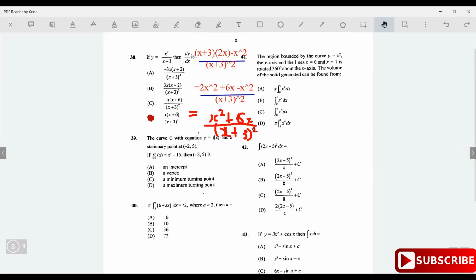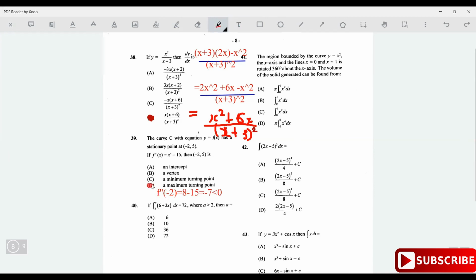Next question says, the curve C with equation y equals f of x has stationary point (-2, 5). If f double prime is x to the 4th minus 15, then (-2, 5) is what type of turning point? They tell us that it's a stationary point. So now we need to check the second derivative. f double prime of -2 is equal to -2 to the 4th power, which is 8. 8 minus 15 is -7. And -7 is less than 0.